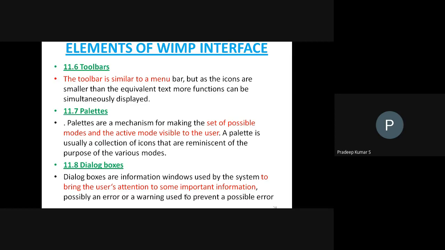Next one is the dialog box. Dialog boxes are the information windows used by the system to bring the user's attention to some important information. That is what it should be. That is a dialog box. We have to give the alert. I already told you, while you're downloading one application, one message will come: wait for 20 seconds, wait for 25 seconds. Why? So that instead of downloading multiple times, or multiple windows opening, in order to avoid this kind of collapsing and blurring, one message immediately comes. That is the dialog box. Then only we have the alert. Is it right or not?